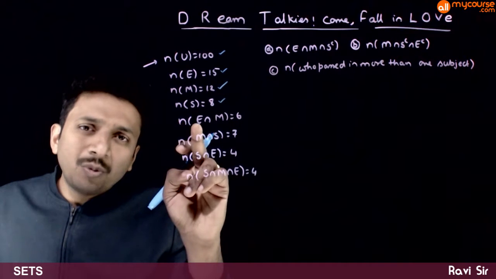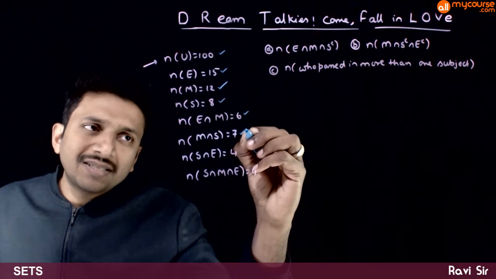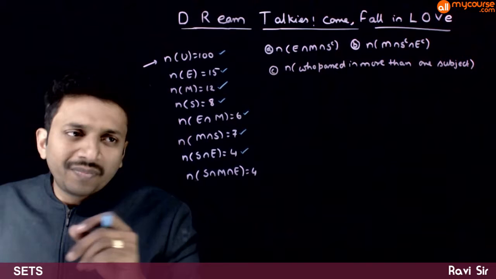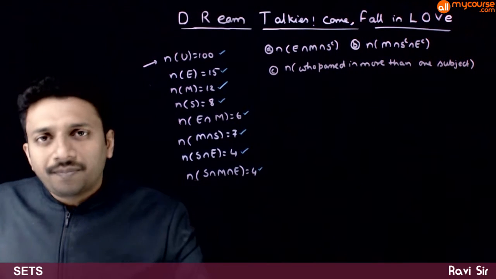And the number of students who passed both in English and maths is 6, both in maths and science is 7, both in science and English is 4. And the number of students who have passed in all the three subjects is 4.